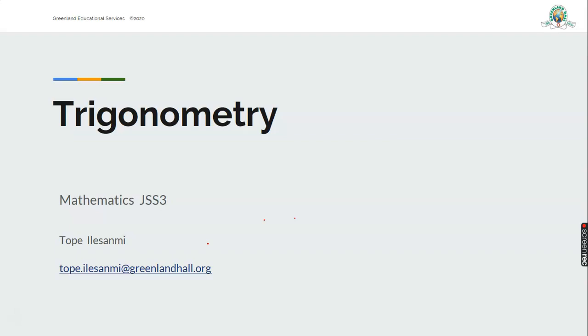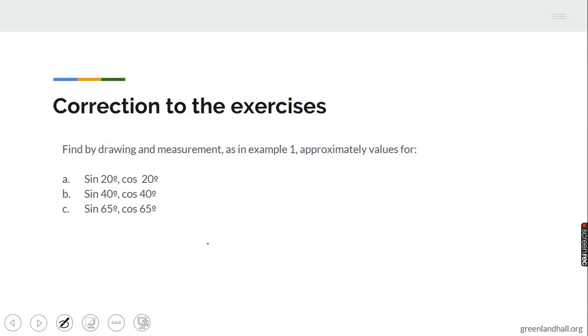In our last class, we discussed trigonometry, how to find angles using measurement by drawing on your graph and measuring the hypotenuse side and the adjacent side to get the sine and the cosine of an angle. Where we stopped in the last class was the exercises that were given. So I want to do the correction, and to those that do not understand the way I explain the example, please give ears to me.